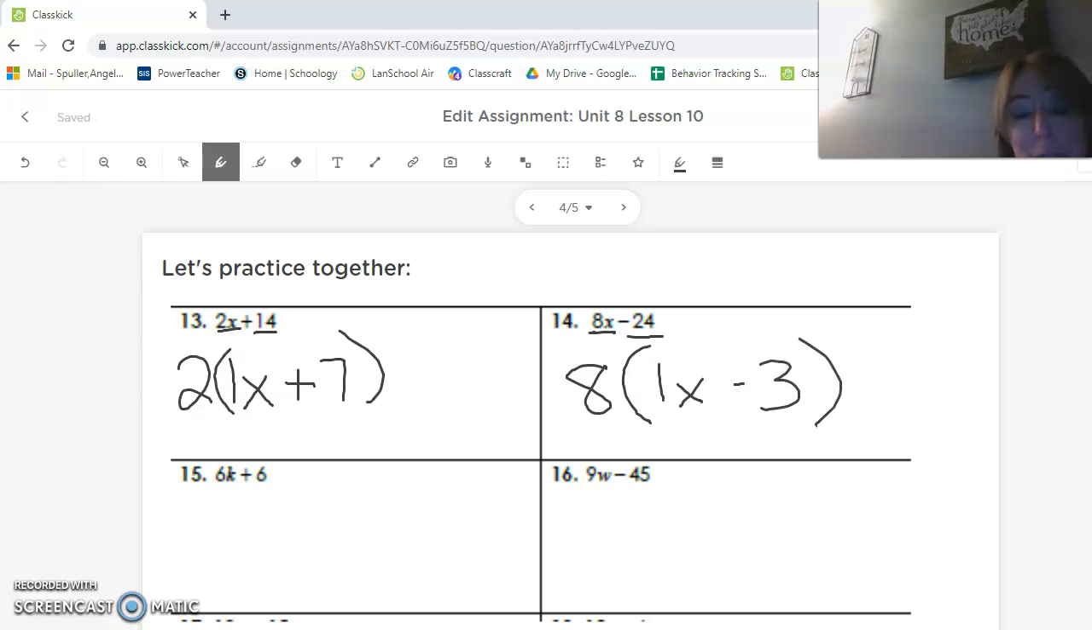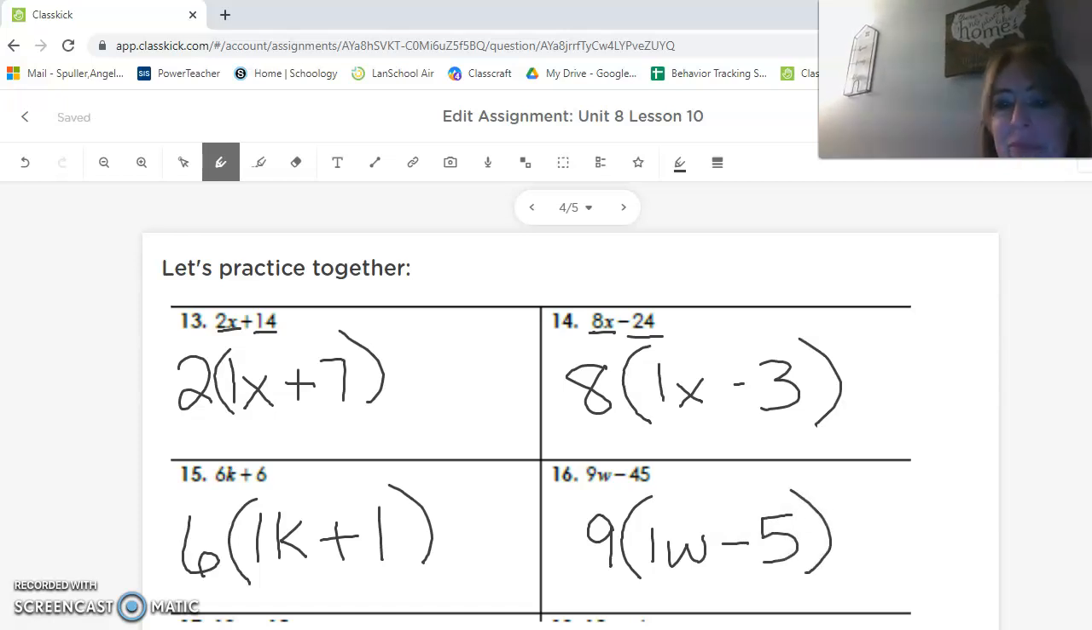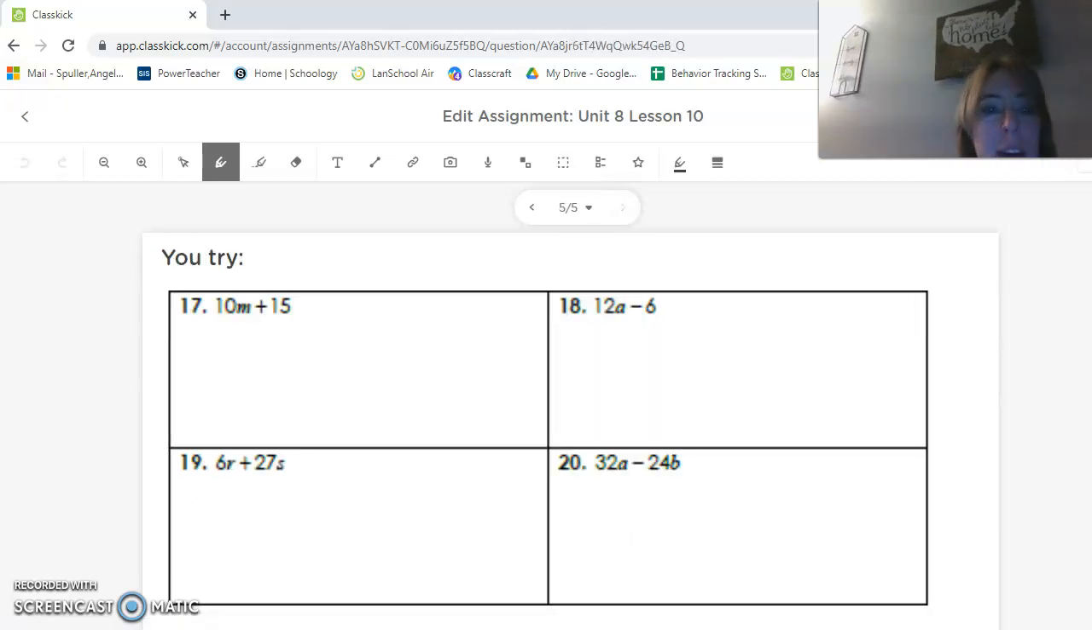Here we go, they both have 6, so I'm going to use the 6. 6k divided by 6 is 1k, plus 6 divided by 6 is 1. I know that 9 can go into 45, so I'm going to divide both of these by 9. 9w divided by 9 equals 1w, minus 45 divided by 9 is 5. Great job.